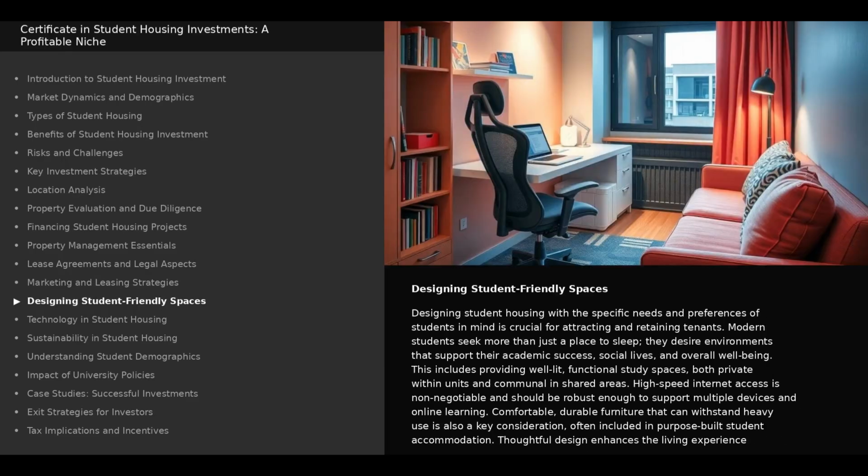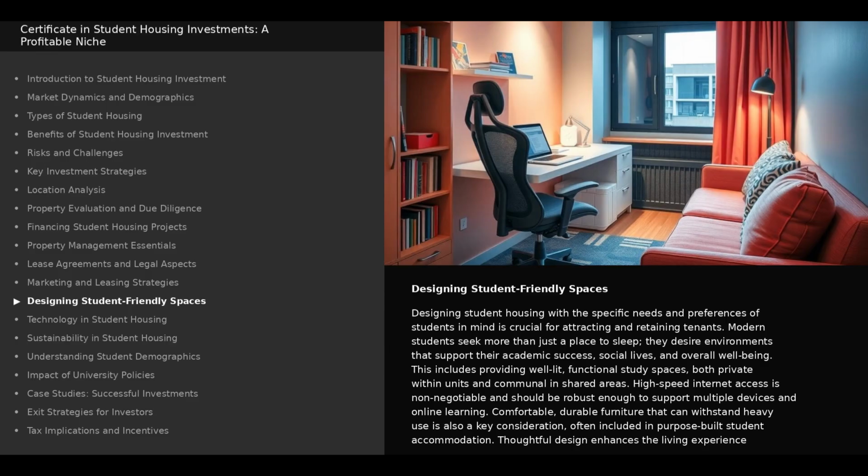Designing student-friendly spaces. Designing student housing with the specific needs and preferences of students in mind is crucial for attracting and retaining tenants. Modern students seek more than just a place to sleep. They desire environments that support their academic success, social lives, and overall well-being.